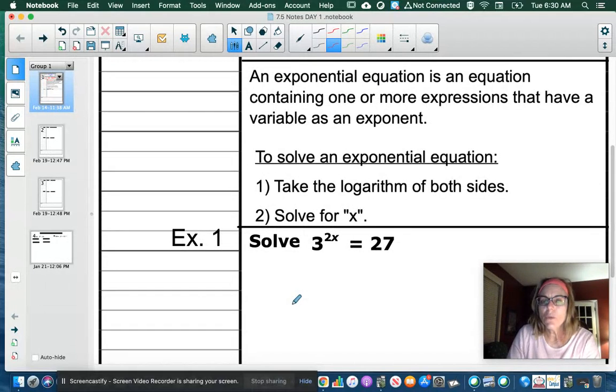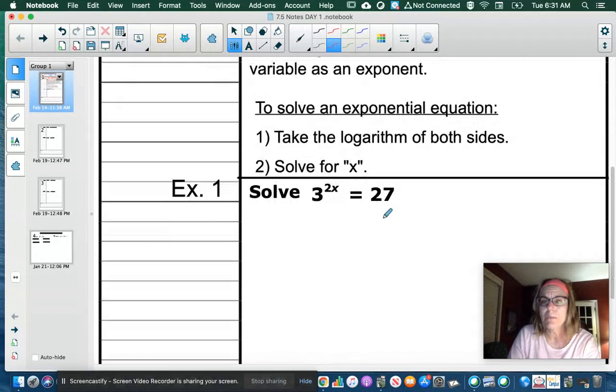An exponential equation is an equation containing one or more expressions that have a variable as an exponent. When we talk about an equation versus an expression, an equation has an equal sign. Again, we talked back when we introduced exponential functions that to be an exponential function, it must have a variable as an exponent. So here are the steps.